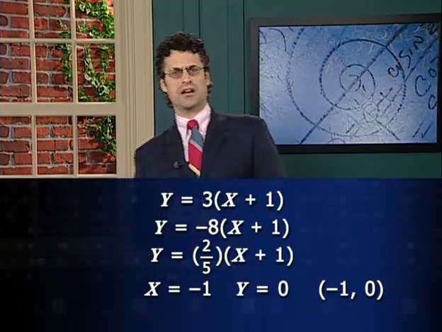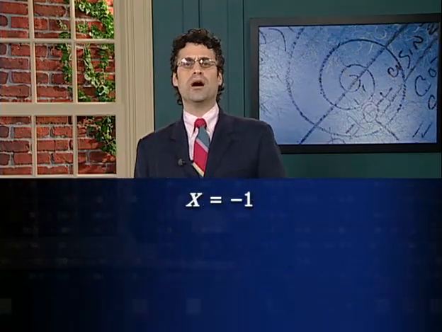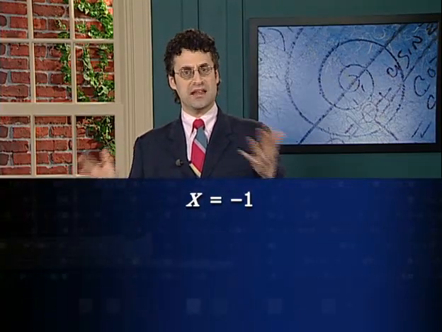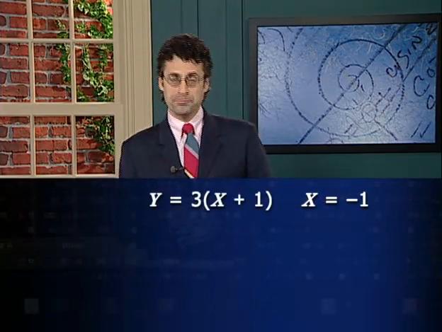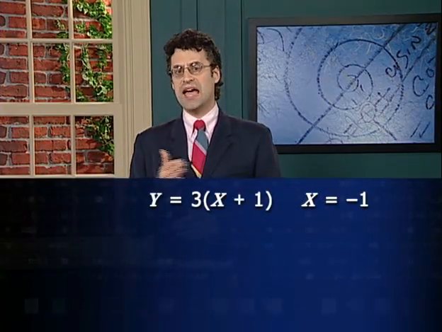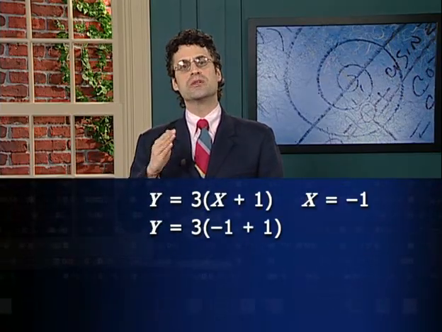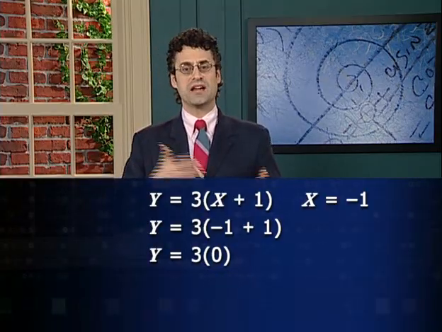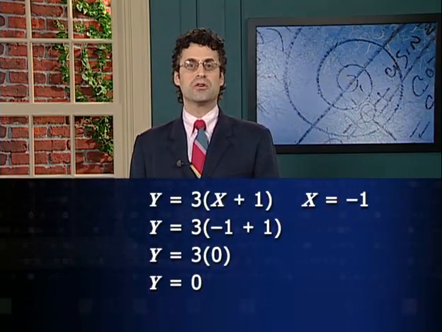And we can check this for ourselves. Let's let x equal negative 1 and see what y has to equal by replacing the x by negative 1 and seeing what y is. Well, y would equal 3 times x plus 1, which is now 3 times negative 1 plus 1. Negative 1 plus 1 is 0. 3 times 0 is 0, so happily y equals 0, as I claimed. Well, and this point, by the way, is shared for all the lines that we just looked at.